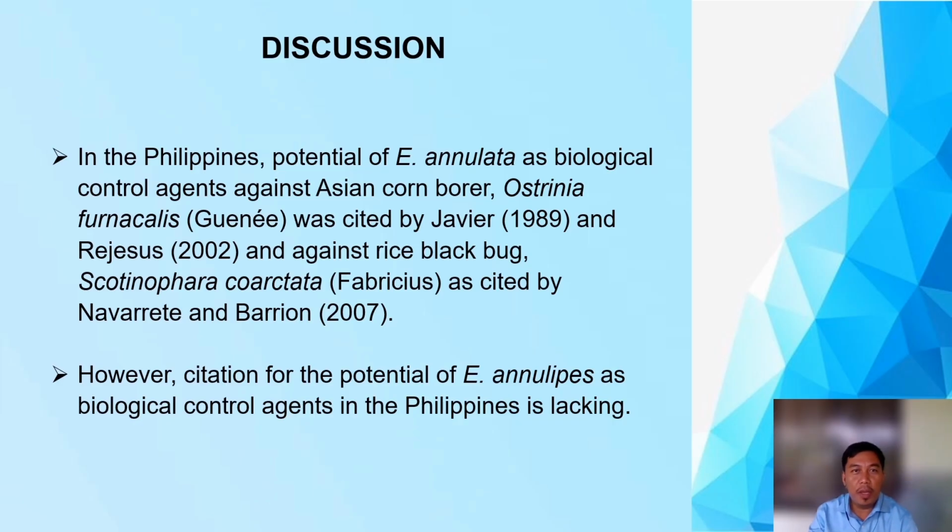Euborrellia are known to be voracious predators, and their potential as biological control agents was cited by various researches and literatures. In the Philippines, the potential of Euborrellia annulata as a biological control agent against Asian corn borer was cited by Javier and Rey Jesus, and against rice black bug as cited by Navarrete and Barrion. However, citation for the potential of Euborrellia annulipes as a biological control agent in the Philippines is lacking.